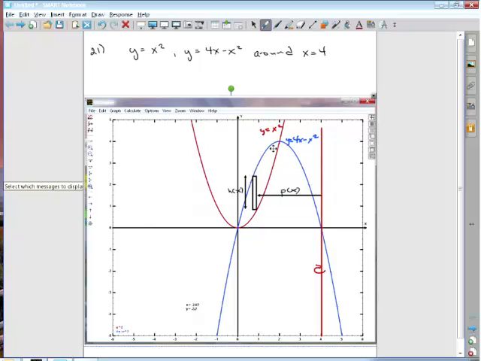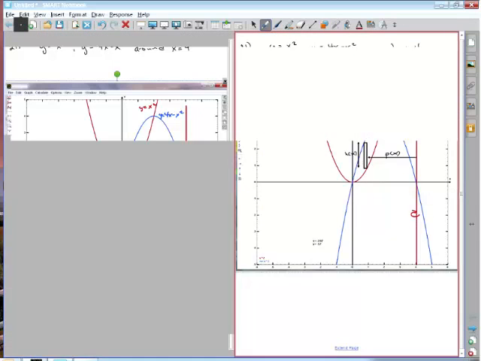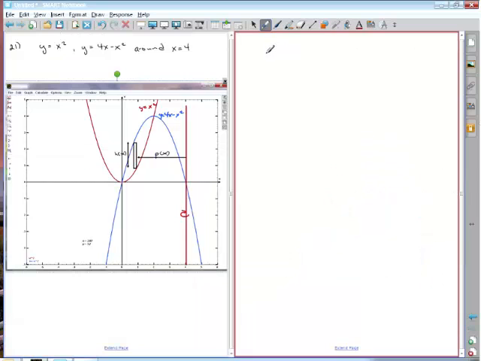And h of x is going to be this function, the blue curve minus the red curve. That'll give the distance between the two curves. Our limits of integration are going to be from x equals 0 to where this intersects, which is x equals 2. So let's put up another screen and write everything down that we know. Okay, we're using the shell method.